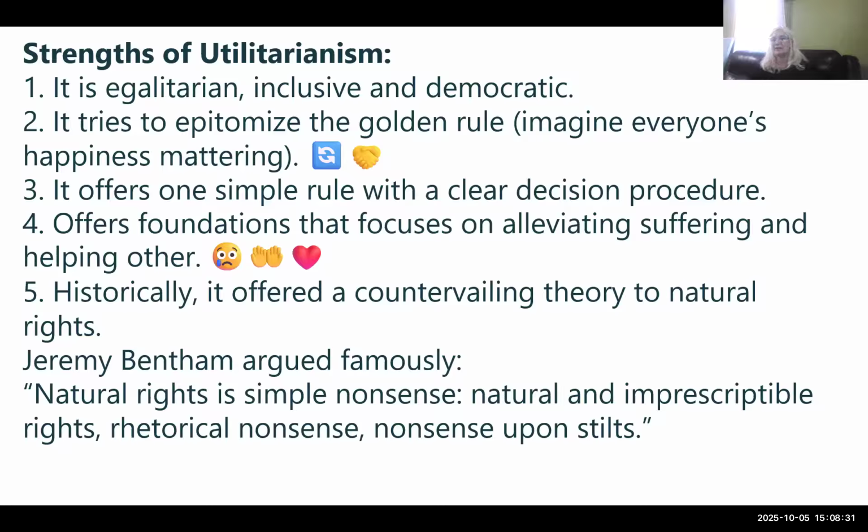Historically, it offers a countervailing theory to natural rights, meaning that this is meant as sort of the next better idea for ethical theory. Jeremy Bentham argued famously, natural rights is simple nonsense, natural and imprescriptible rights, rhetorical nonsense, nonsense upon stilts.